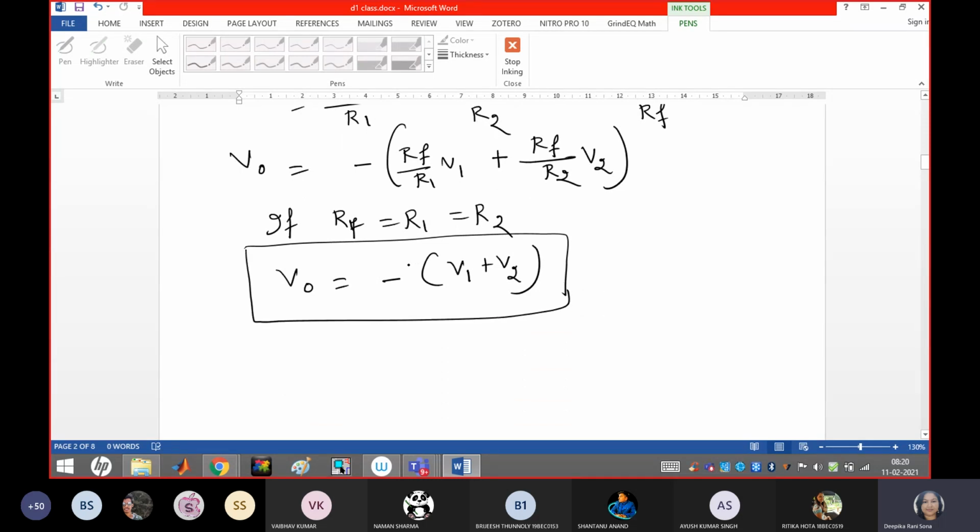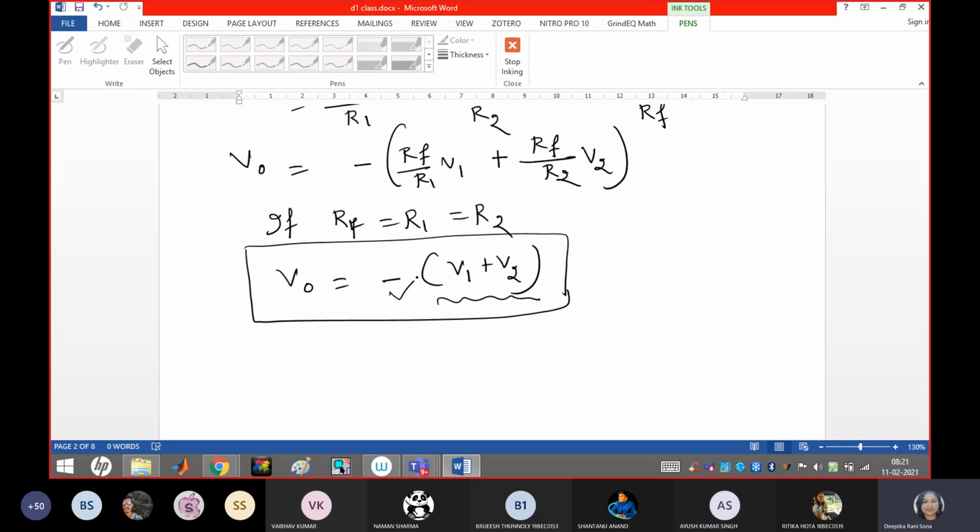So here, if you keep this negative outside the bracket, what is the thing you reveal? It is a type of summer circuit, or adder circuit. V0 is the sum of the inputs, but we have applied all the inputs together at the inverting input of the op-amp. That's why the negative sign will come, which shows the inverting operation of the output.